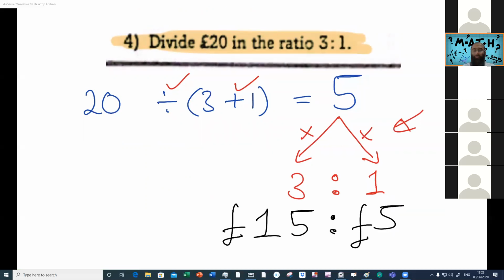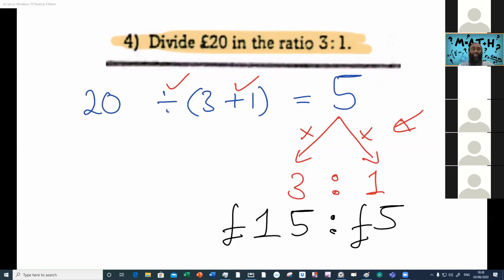And does that make sense? Is 15 three times the size of 5? Yes. Fantastic. I think that's the simplest and quickest way of doing the question. 20 divided by the ratio added together. 3 and 1 is 4. 20 divided by 4 is 5.